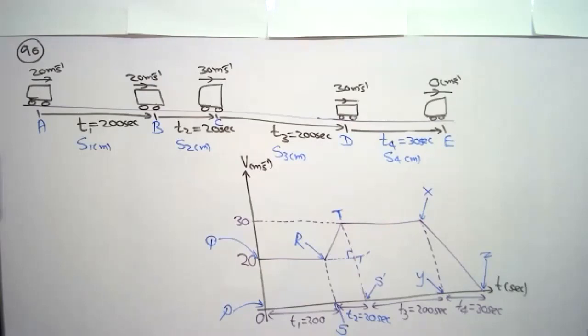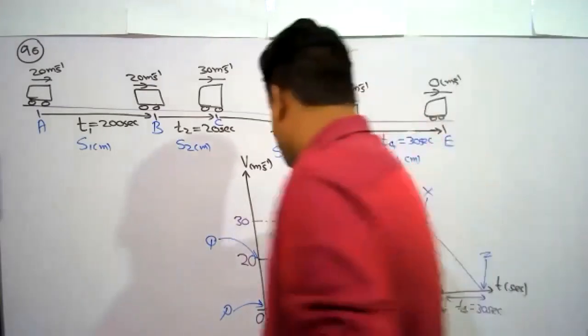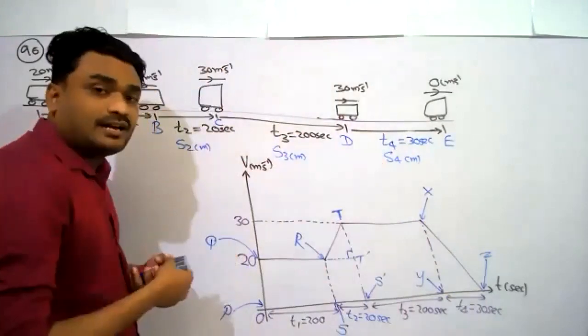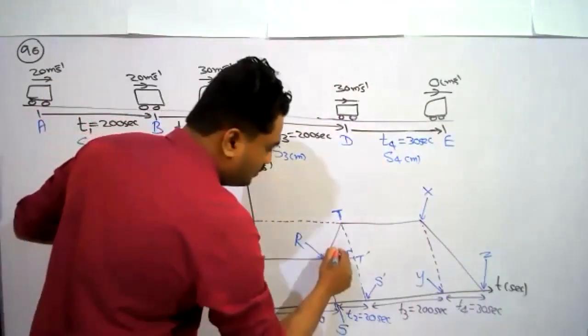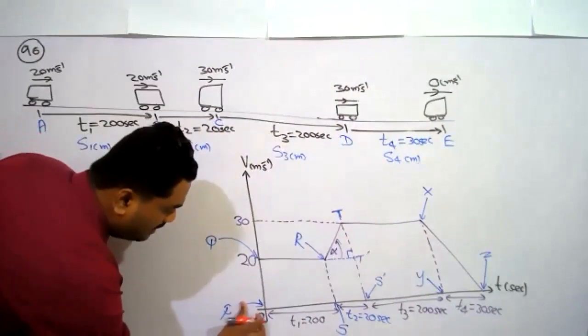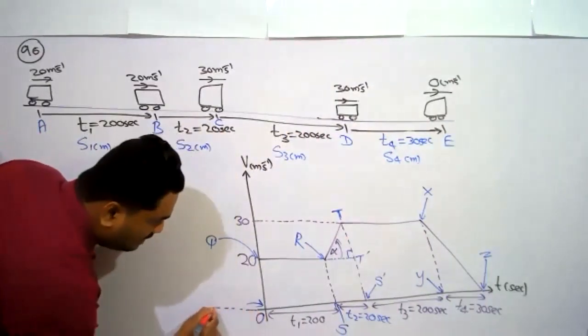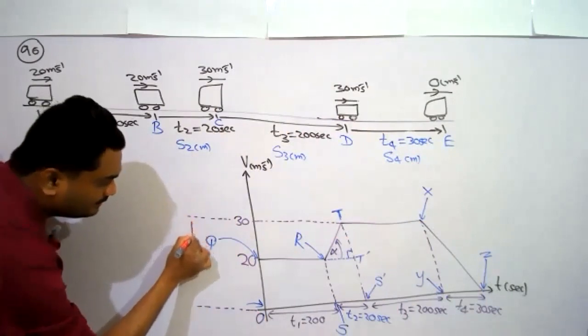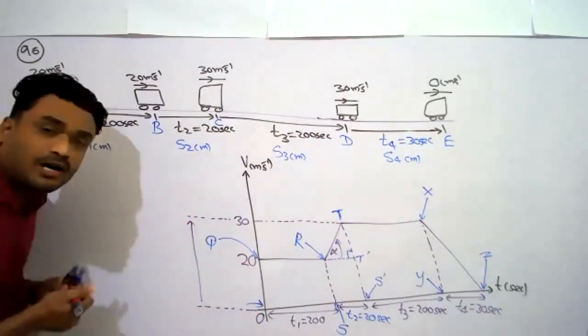So how do you find the acceleration here? They ask you to find the acceleration. We can draw the displacement graph later. So let me mark this angle as alpha. And somebody please tell me what this height is. What is this height?